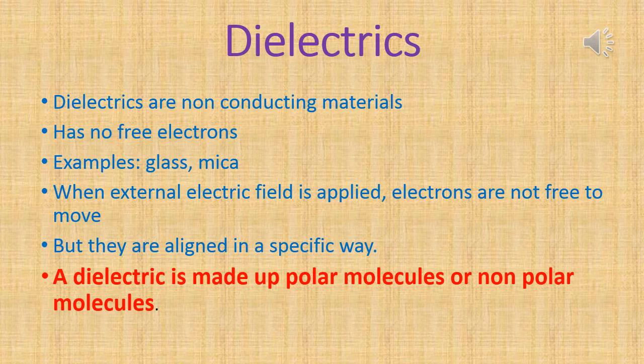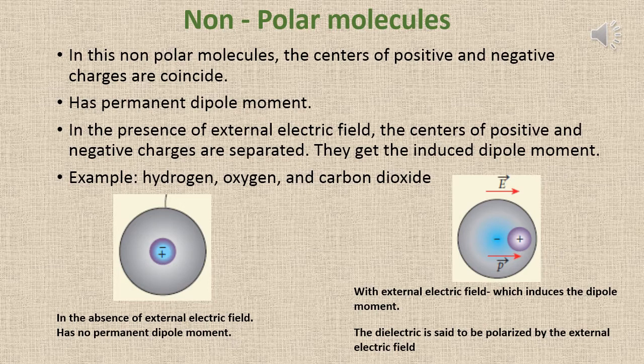But due to the presence of the electric field, the alignment or the position of the electrons can be altered. Usually, the dielectrics can be classified into two categories. They may be in the form of polar molecules or in the form of non-polar molecules. Let us see what polar molecules and non-polar molecules are in the next slide. First, let us see about the non-polar molecules.